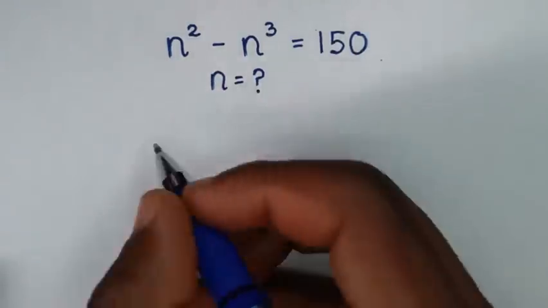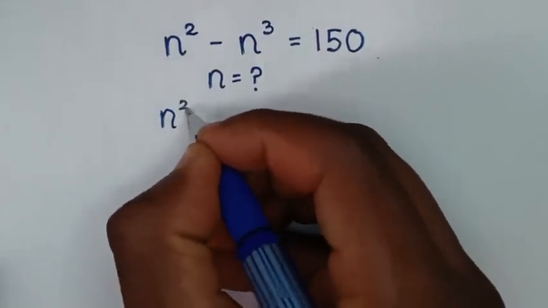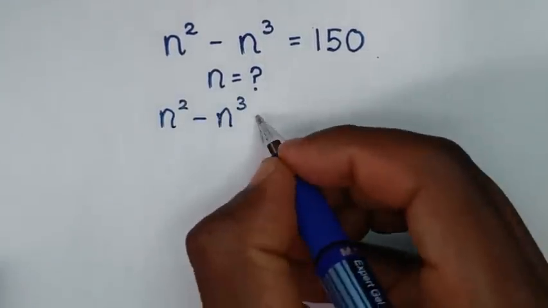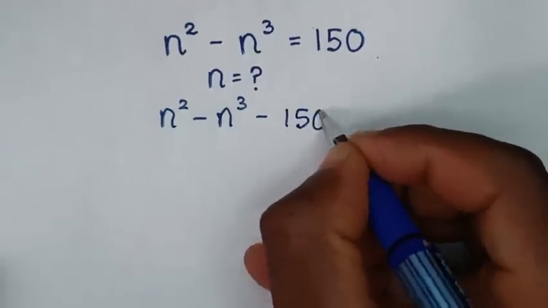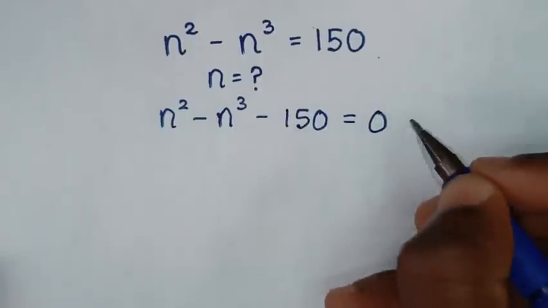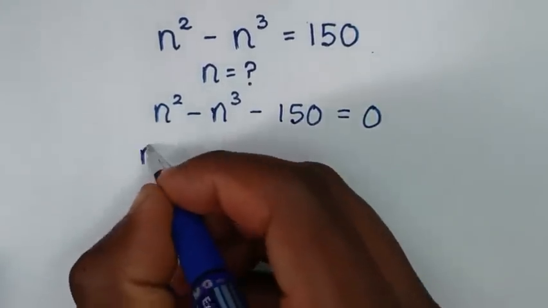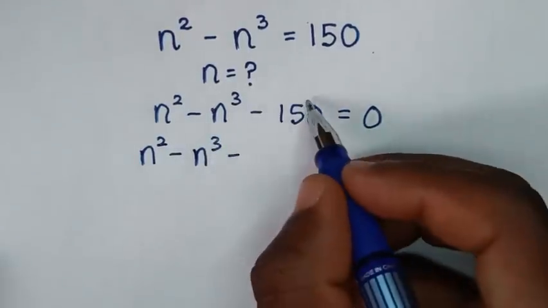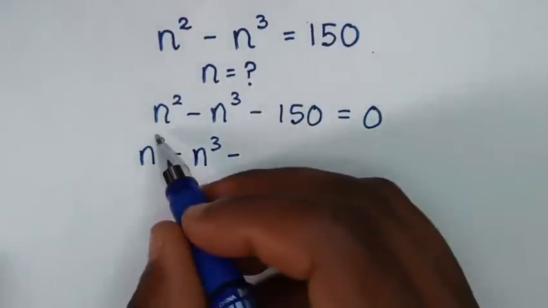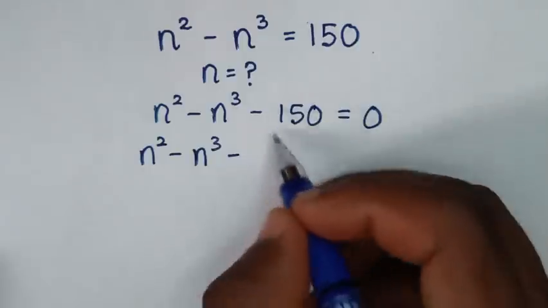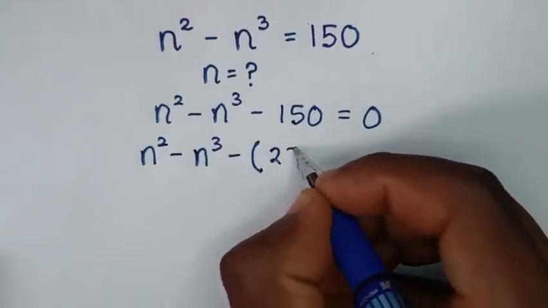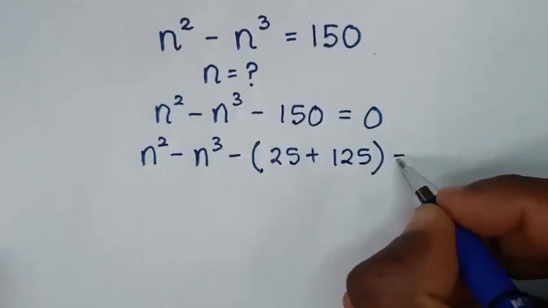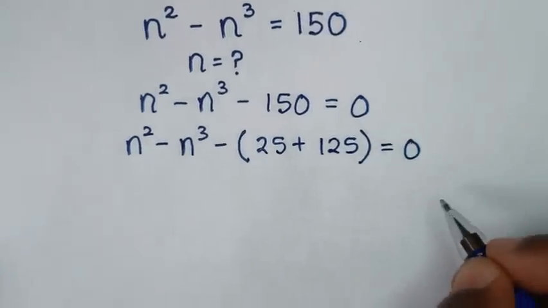So, start by this, which is n^2 minus n^3. This will take to this side to be minus 150 is equal to 0. Then it will be n^2 minus n^3 minus, we split this 150 according to these two exponents. So 150 is same as 25 plus 125, bracket is equal to 0.